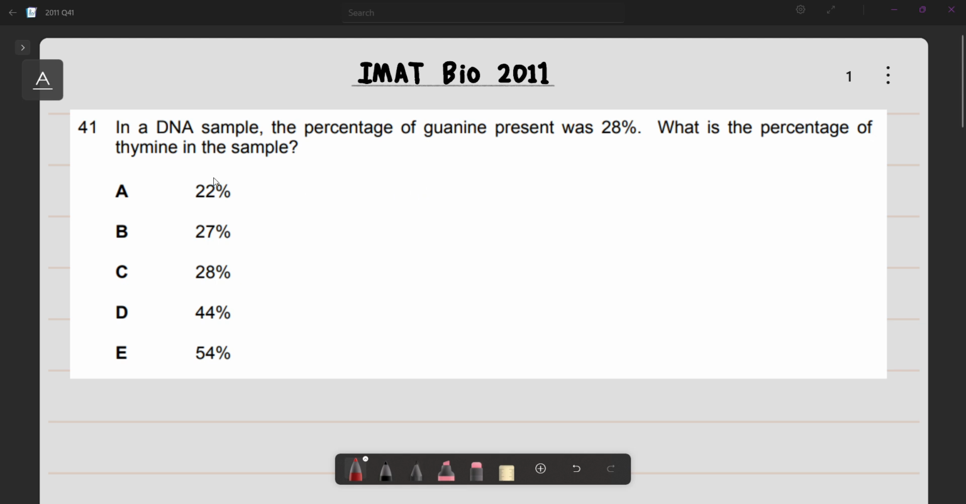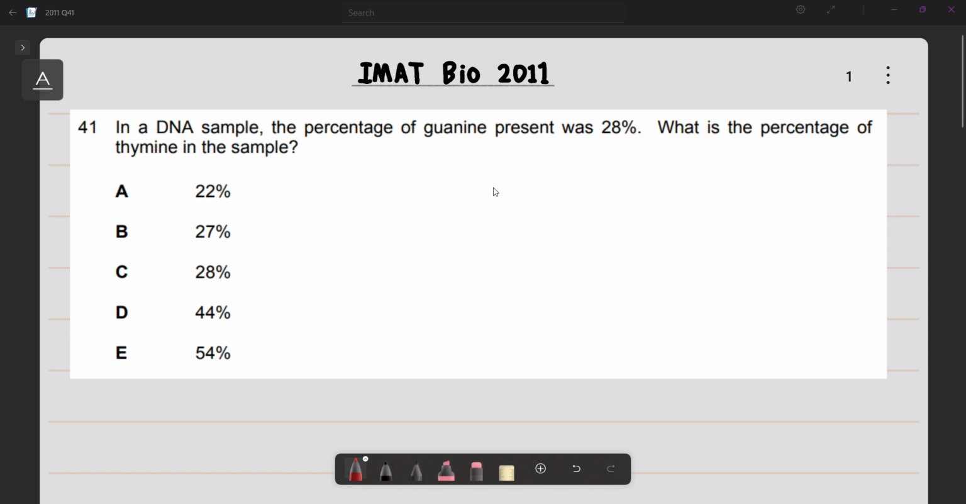All right, welcome back. This is question 41 from the biology section in the IMAT 2011 past paper. So I'll be solving this question. It says, in a DNA sample, the percentage of guanine present was 28%. What is the percentage of thymine in the sample?